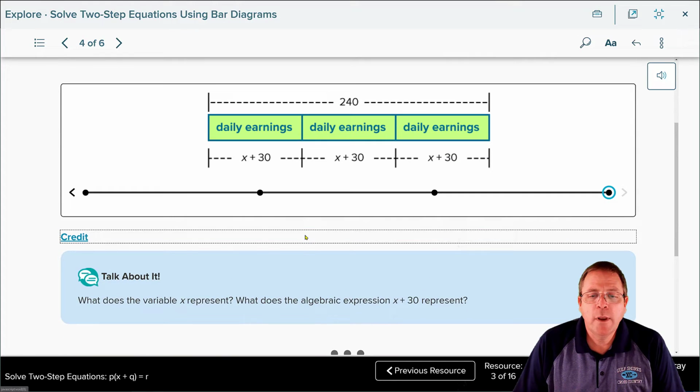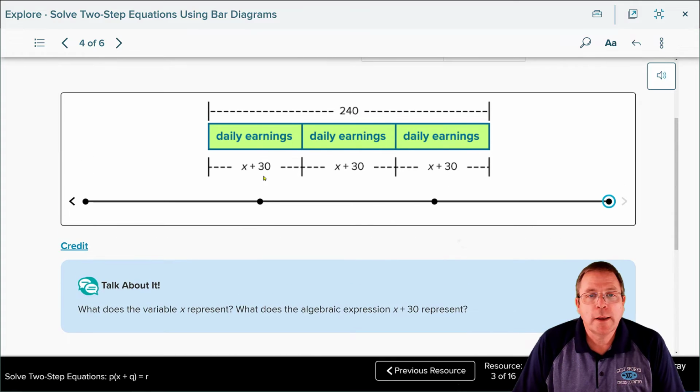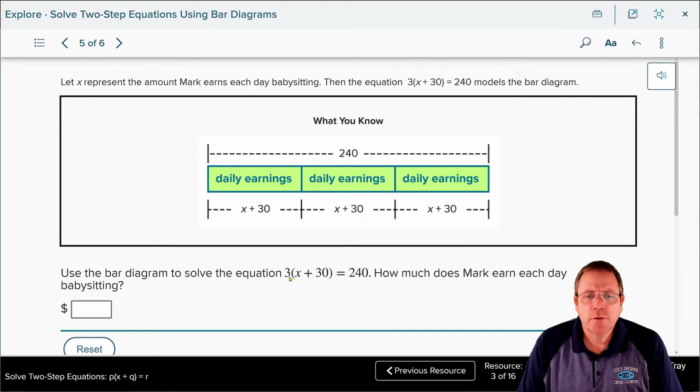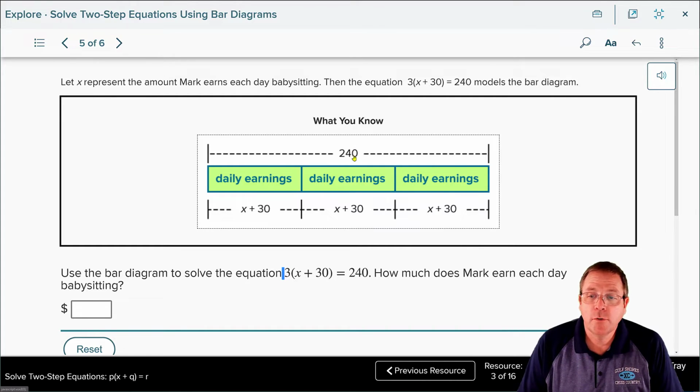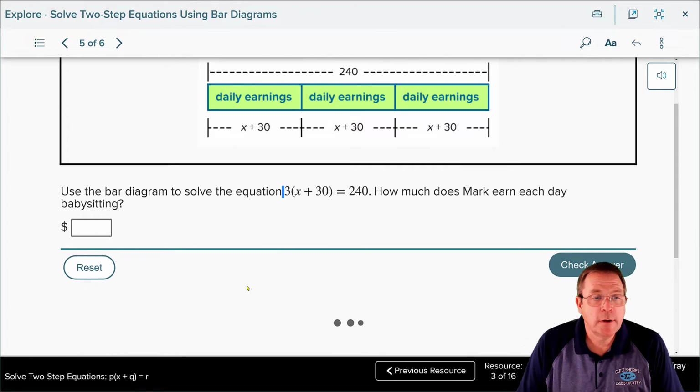And with that, we have what we need to write the algebraic expression. So we could say that 3 times the x plus 30 is going to equal 240. And that is exactly what you see here. The 3 times the x plus 30, because there are 3 different days he earns the same amount, is equal to the total amount of 240. So, how much does Mark earn each day sitting on the baby?